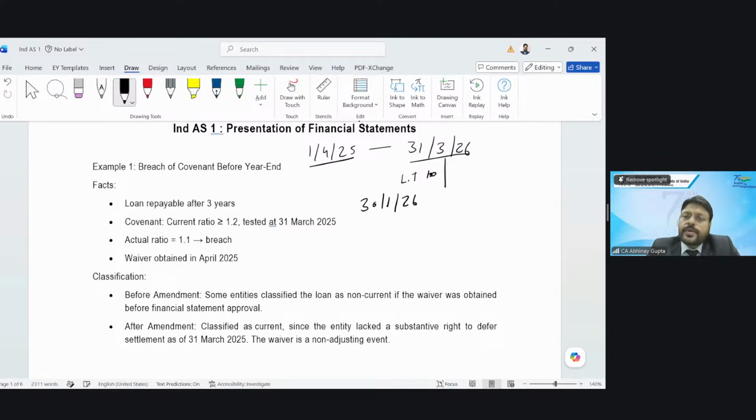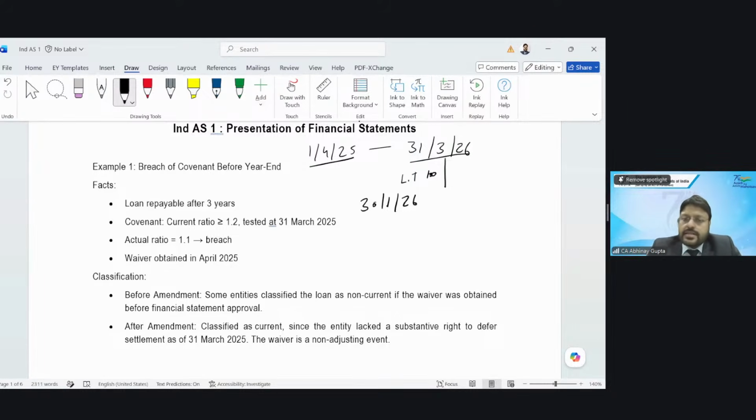2026, right? 2 months prior to the year end close. And on 30th January, I defaulted on one of the covenants, and the long-term liability, because of this breach of covenant, turns from non-current to current liability, right? By the Ind AS 1 implications.